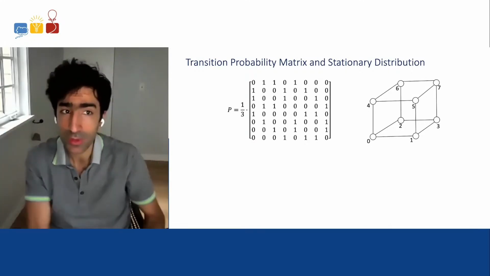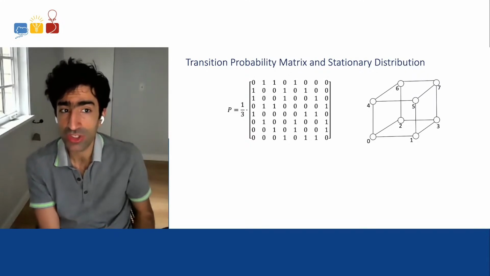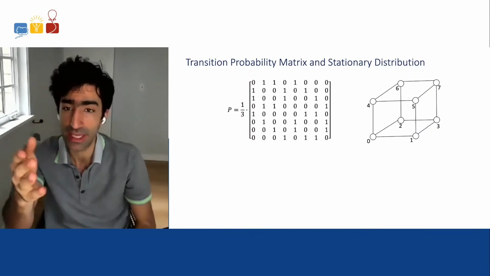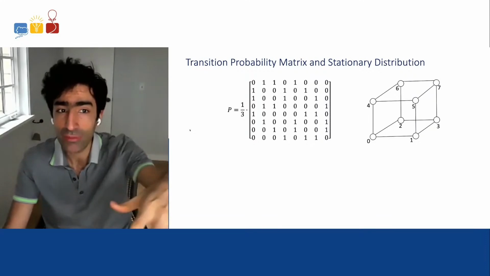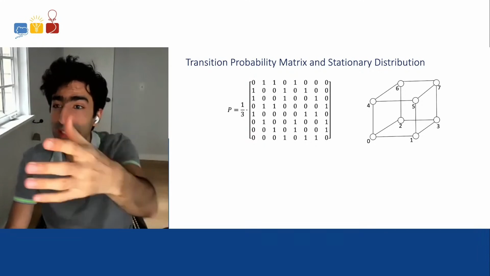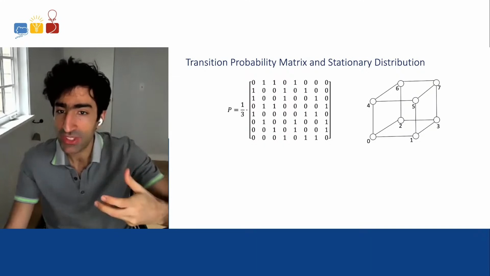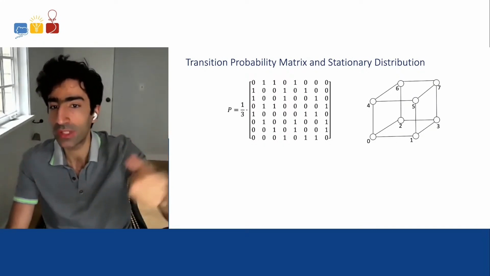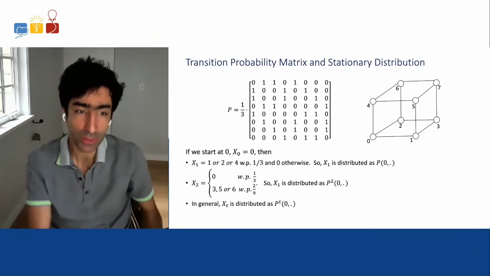So once you have a random walk, you can associate to it a matrix called the transition probability matrix. Here I've drawn the transition probability matrix of this cube graph that I have. What is it? I have multiplied the adjacency matrix of this graph with 1/3. Why 1/3? Because the degree of every vertex here is 3. So for example, from 0, you're going to go to 1, 2, or 4 uniformly at random. So it's going to be 1/3, 1/3, 1/3 to go from 0 to 1 or 0 to 2 or 0 to 4.